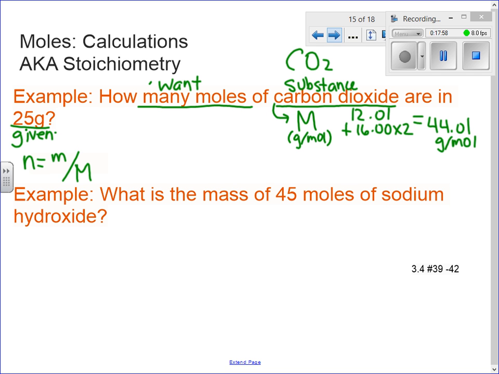Now, no matter which way you're doing the question, when I look at this and I'm marking things, I would like to see your work. And by work, I don't mean recopy the formula off your formula sheet. I can do that too. I mean, I would like to see what actual numbers you are using. So in this case, I would like to see that you used 25 grams and you divided it by 44.01 grams per mole. That's the work that I want to see.